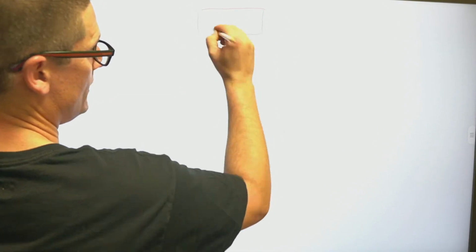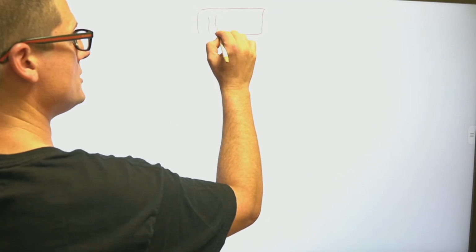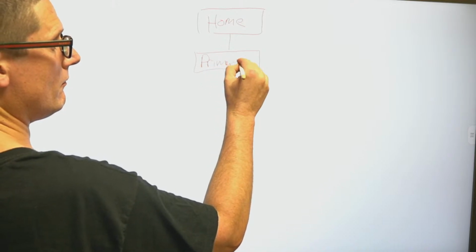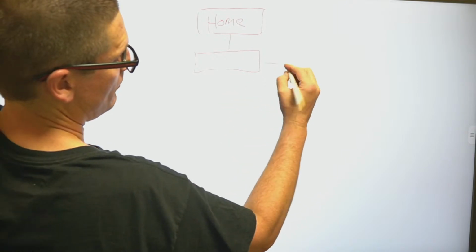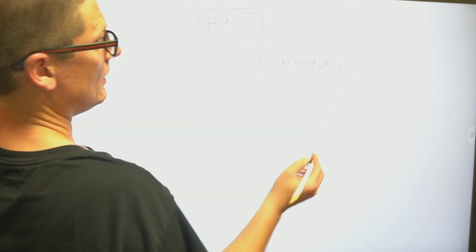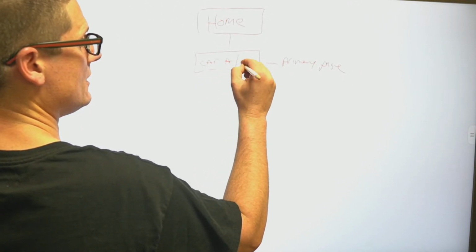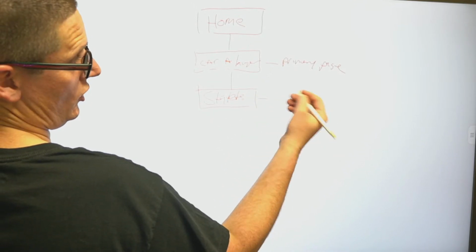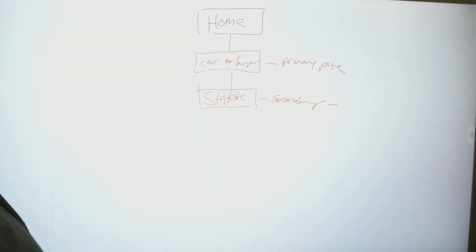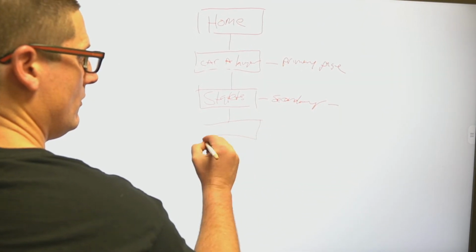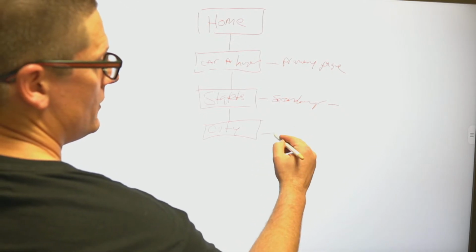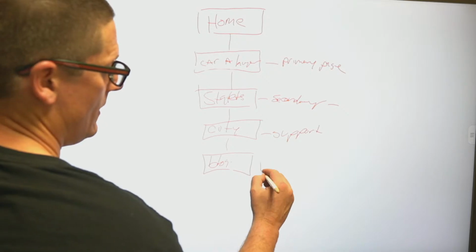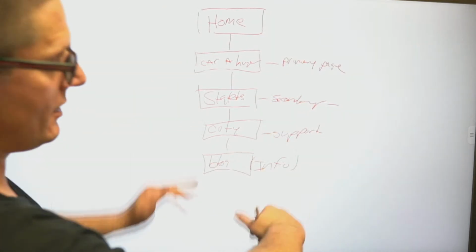All right, I'm going to go one more time. Can you see this okay? Homepage, right? Primary. Let's say primary page, let's say car accident lawyer. States, you can call this secondary pages. Call this whatever you want. I'm building out the map for you. City. Support. Blog. Info. Okay? Let's talk about internal linking.